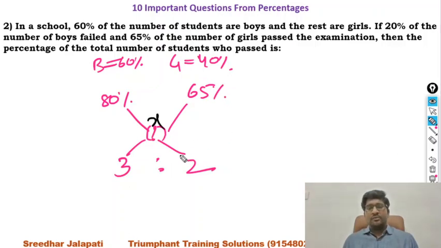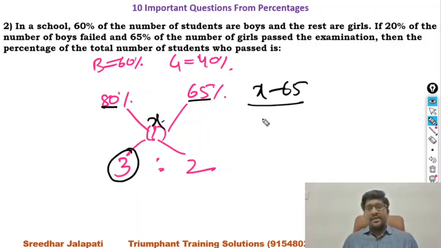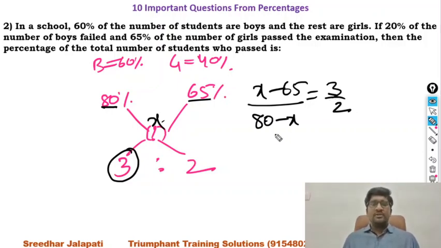Then according to the rule of allegation, x lies between 80% and 65%. X is less than 80% but greater than 65%. The ratio 3:2 is equal to x minus 65 by 80 minus x. I am telling you once again, if you know the allegations rule, follow this. In case you have no idea about the allegations rule, you don't have to worry, you can follow the previous method, or wait for me to cover the allegations concept in the next video. Then you can come back to this question and try this.